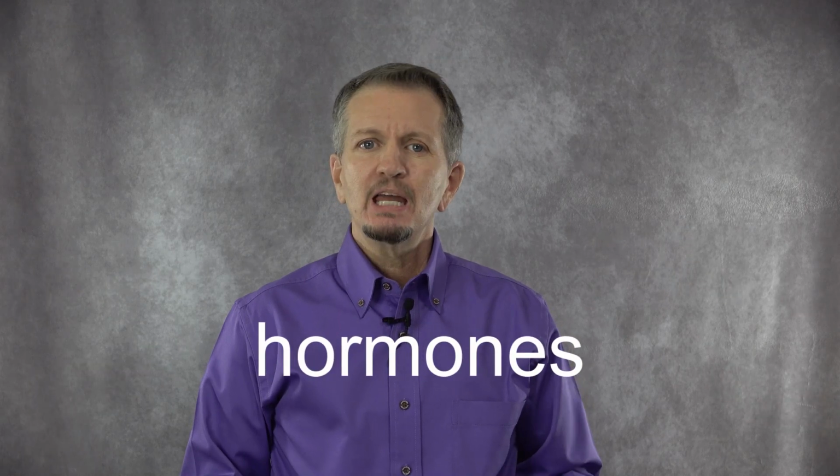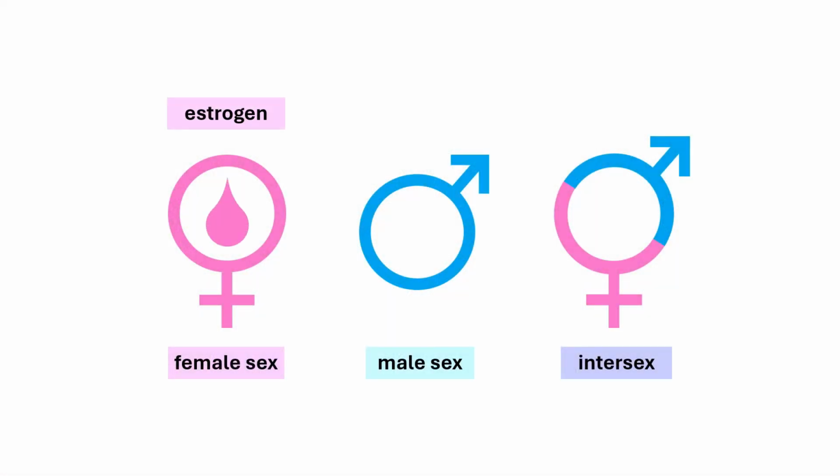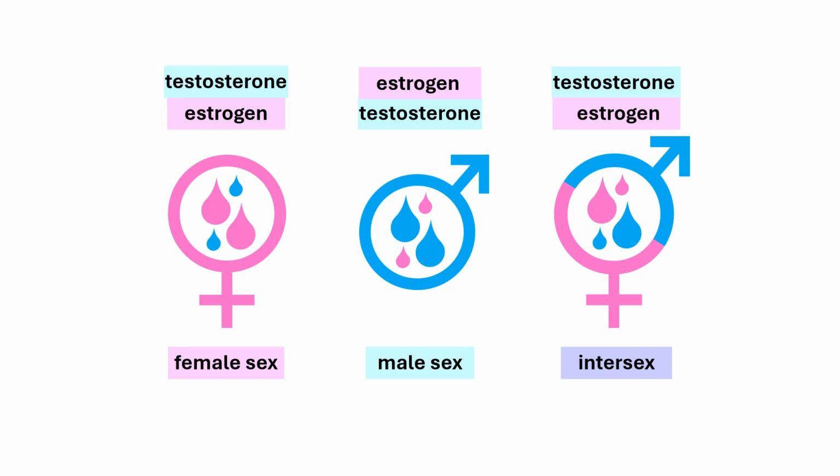Also governing reproductive development are microscopic chemicals produced in our bodies called hormones. There are many different hormones in the body and several related to sexual development. The two most commonly associated with gender are estrogen as the predominant female hormone and testosterone as the predominant male hormone. All people, whether male, female, or intersex, have both estrogen and testosterone in their bodies in varying degrees.